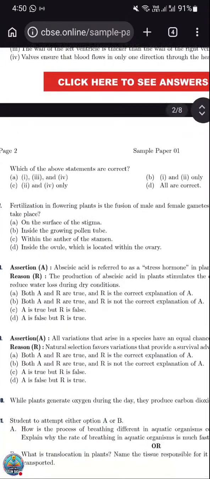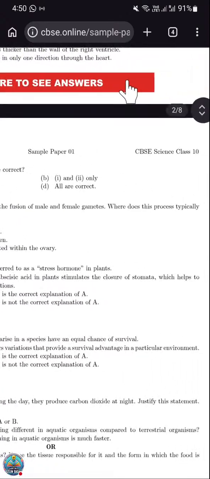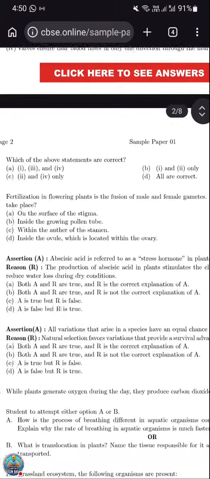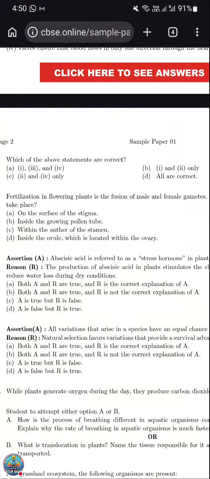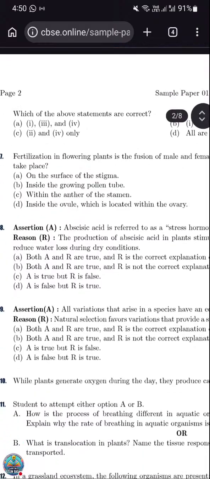Fertilization in flowering plant is the fusion of male and female gamete. Where does this process typically occur? Where is fertilization taking place in a flower? On the surface of stigma, inside the growing pollen tube, within the anther of a stamen, or inside the ovule, which is located within the ovary. Very good. Option number D, correct answer.